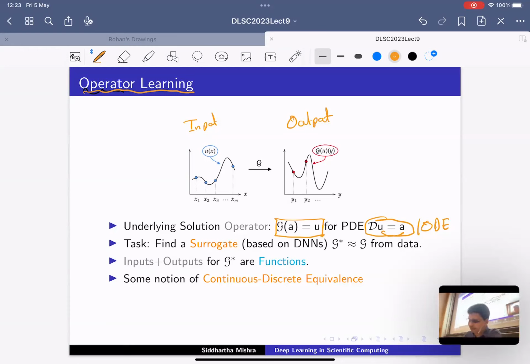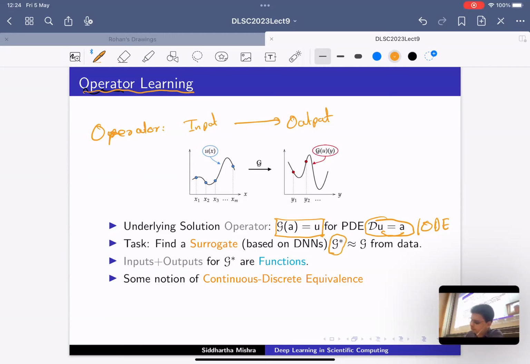As I said before we started recording, the main point is my inputs and outputs are functions, and I have an operator written here. And what we're going to do is find a surrogate, something that approximates this operator fast, right? And this is going to be my G star.